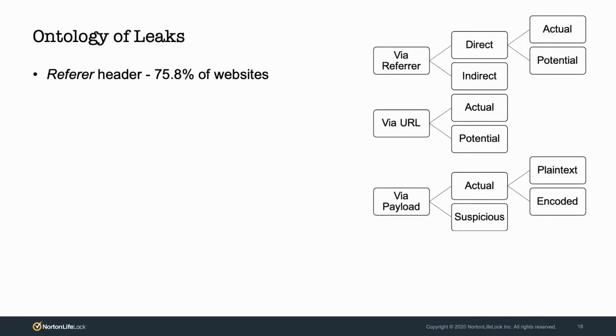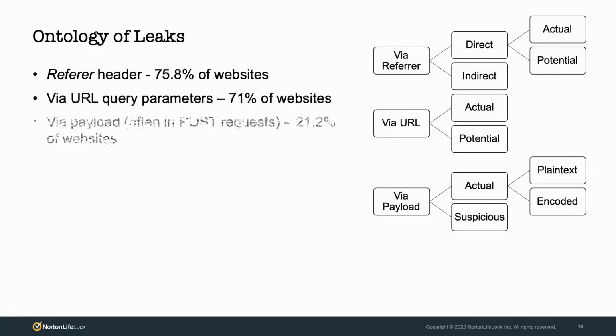To answer a research question from earlier, the leakage breaks down as follows: via the referrer header, via the URL query parameters, and via payload, often in POST requests. We will explore each of these cases in more detail. First, we look at leakage via the referrer header.